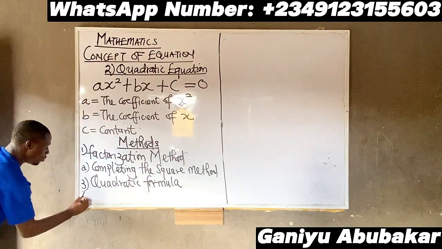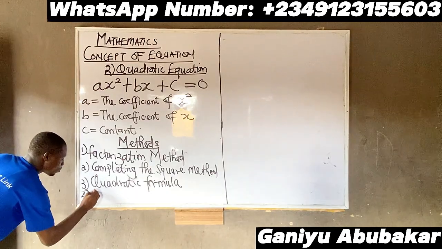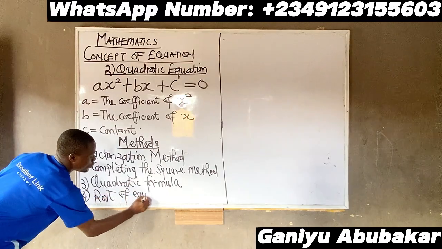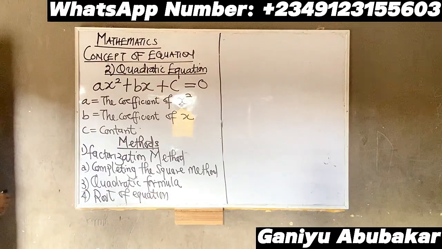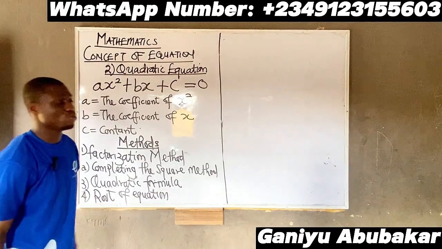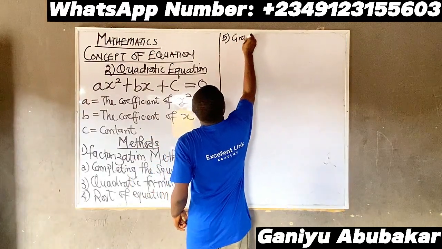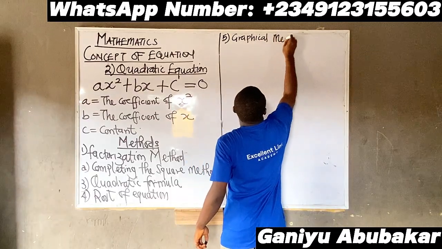Also, number 4, we have roots of equation. Roots of equation. All right. So let's open this one. We have graphical method 2. Number 5, we have graphical method. But this one is done.